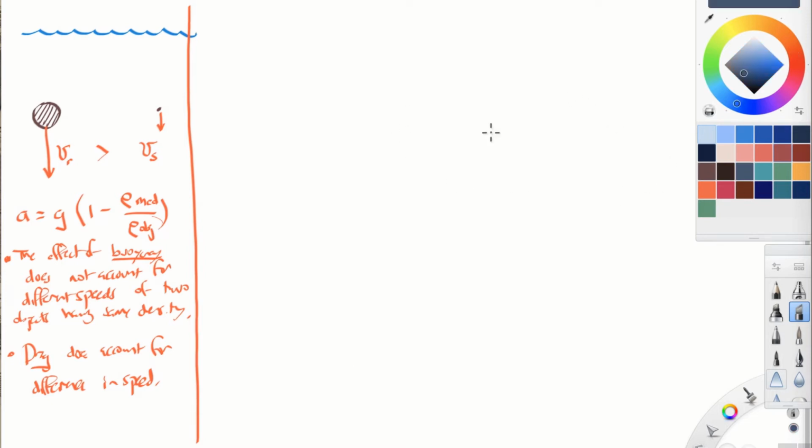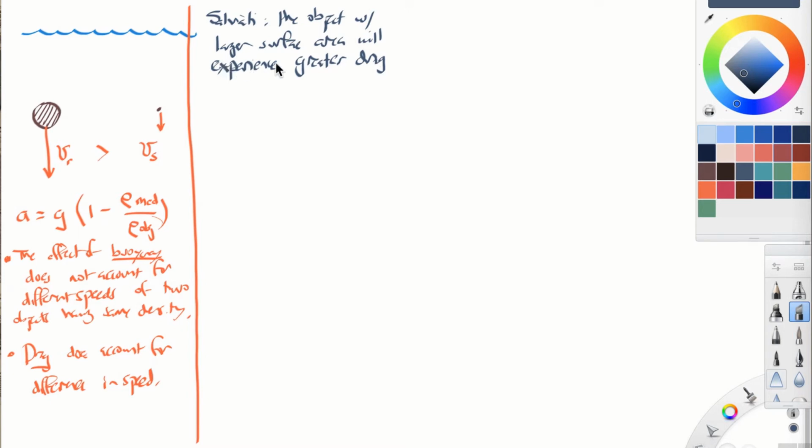According to Salviati, the object with larger surface area will experience more drag, or greater drag. And you might already see the problem with this, or at least the puzzle this presents. And this is exactly what Simplicio raises.